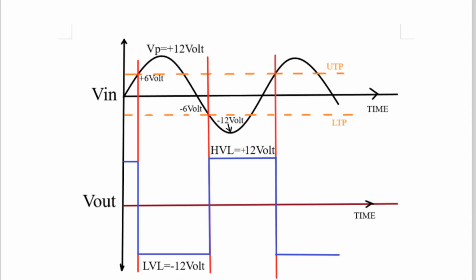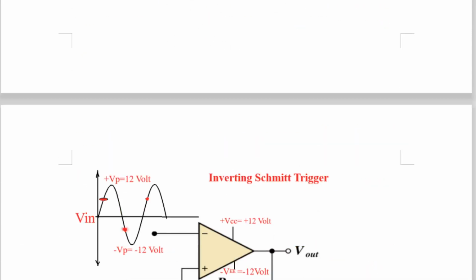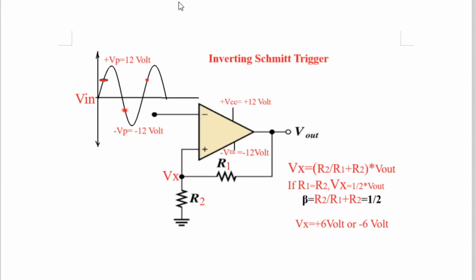Now as soon as the output of the op amp goes to LVL, what happens? As soon as the input at the inverting pin crosses 6 volt, the output will go to LVL, meaning minus 12 volt. So when the output goes to minus 12 volt, Vx will not be plus 6 volt. Vx will become minus 6 volt.